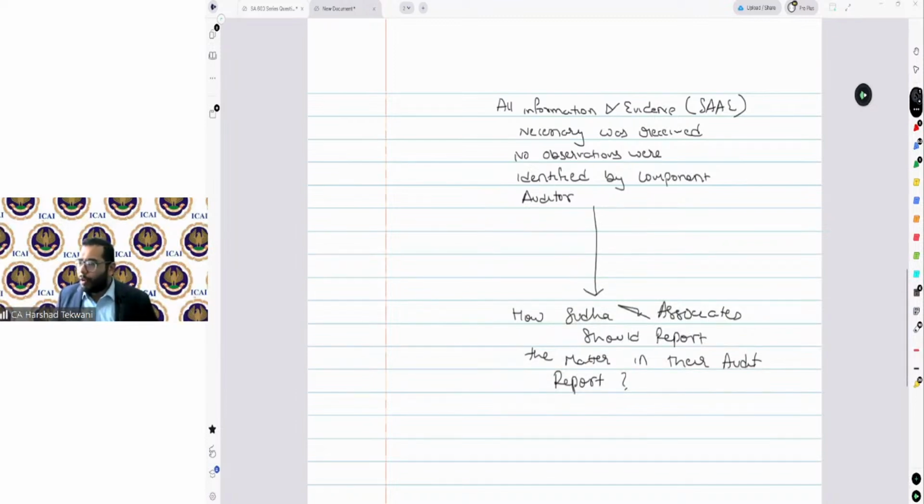Come on, guys. How, in that case, should Sudha and Associates report or disclose the matter in the audit report? If everything is fine, I'm satisfied with the opinion, I'm satisfied with the information, and everything is good. Just now we saw one question where we were not getting the details. We agreed, okay, issue a disclaimer of opinion. What if it's reverse? If we are getting everything? How will you disclose this in the audit report?